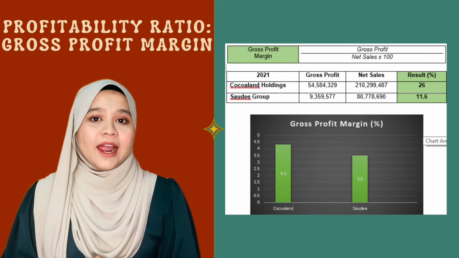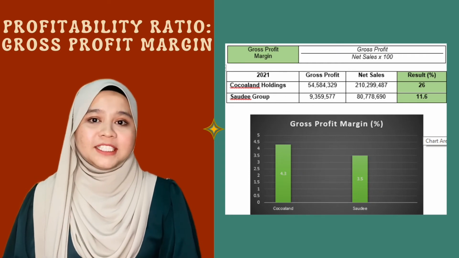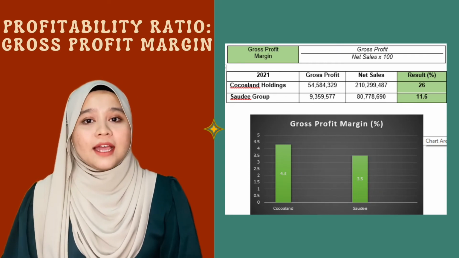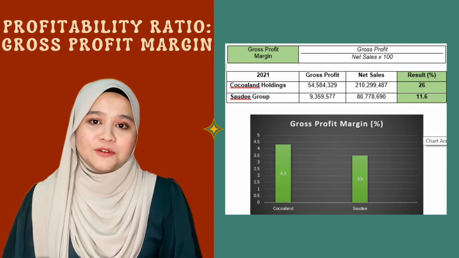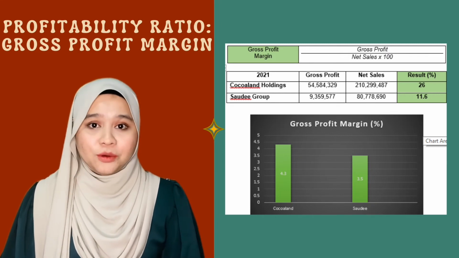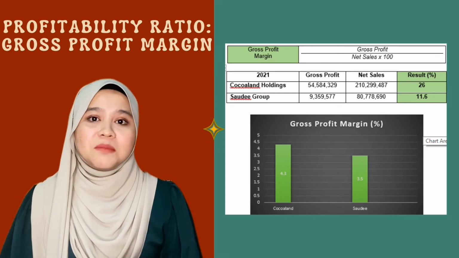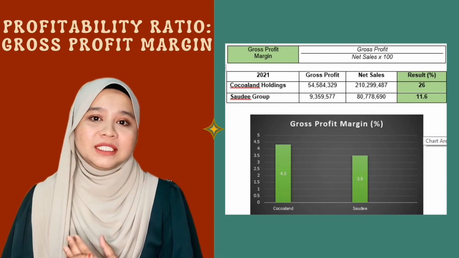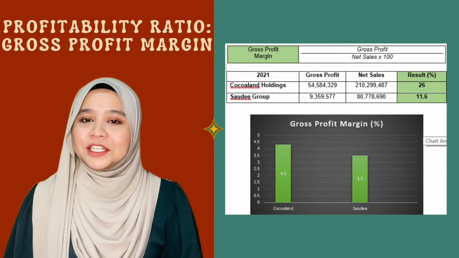Hence, this company has a lower debt-to-equity ratio that uses less debt from lenders and more equity from shareholders. Coquelin Holdings Berhad has a greater gross profit margin than Saudi Group. It has done a fantastic job of managing the quality of sales performance for their products. It also shows that Coquelin Holdings has much more fund reserves to manage business, finance, and other expenditures.